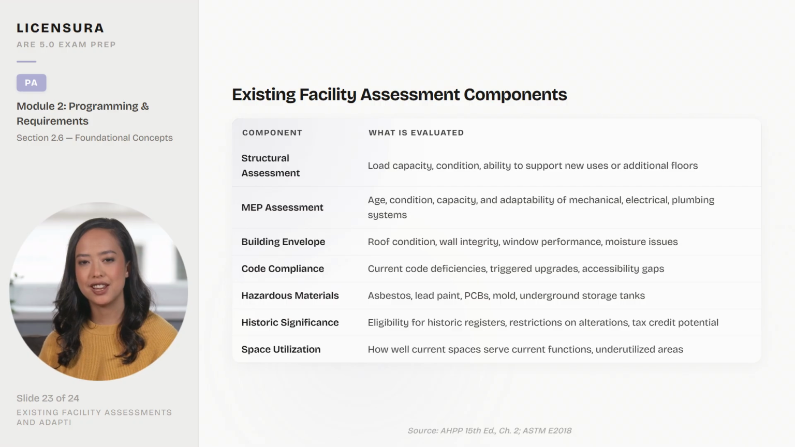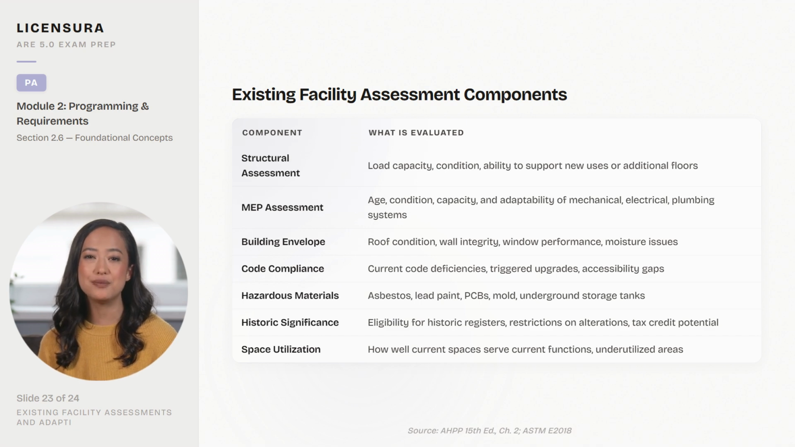The existing facility assessment components cover 7 evaluation areas for renovation and adaptive reuse projects. Structural assessment determines whether the building can support new uses or additional floors. MEP assessment evaluates the age and adaptability of mechanical, electrical, and plumbing systems. Building envelope evaluation checks roof condition, wall integrity, and moisture issues. Code compliance identifies current deficiencies and the upgrades that new construction or change of use would trigger.